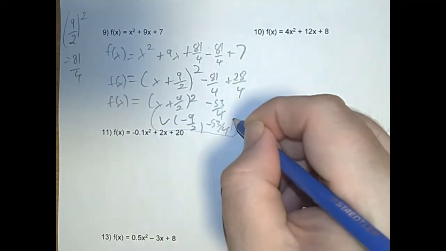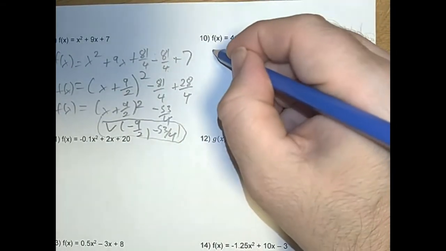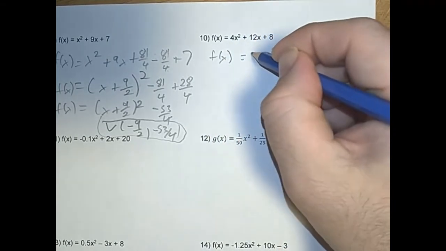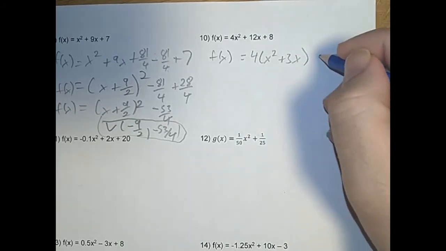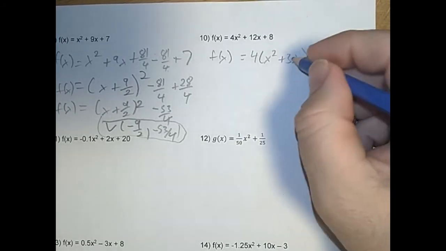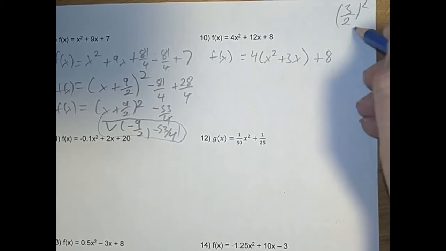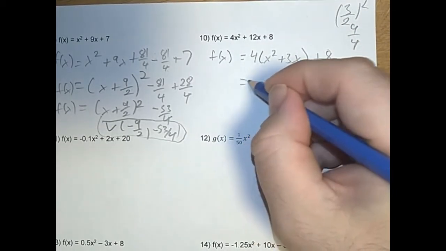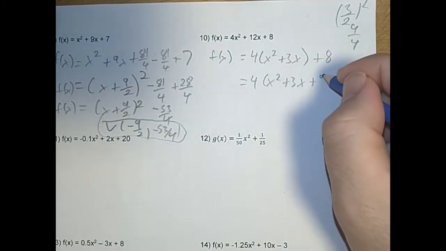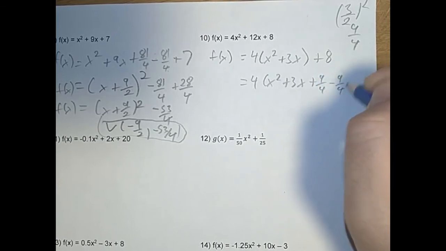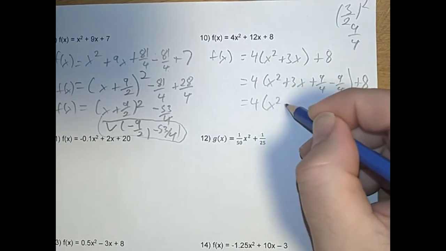And I'll put a box around this vertex. Okay, this one. Oh, I got to take a 4 out. X squared plus 3x plus 8. 3 over 2, so it's 3 over 2 squared. 9 over 4. So you got to add 9 over 4. So 4 times x squared plus 3x plus 9 over 4, subtract 9 over 4 plus 8. So 4. Now you got to take out that negative 1.